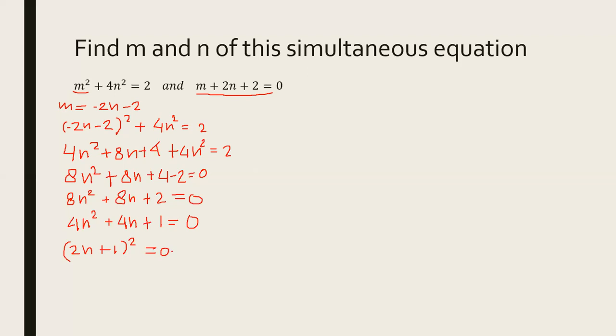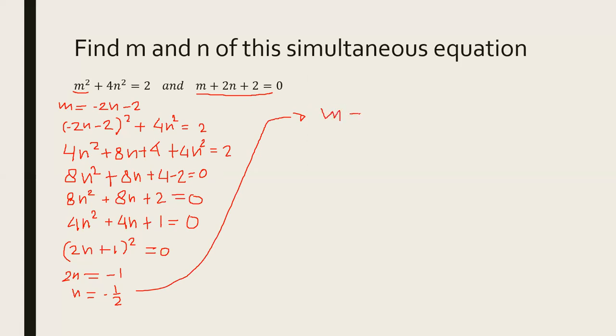I think students in pure math class understand this factorization. Okay, so it means 2n equals negative 1, so n equals negative a half. If n equals negative a half, recall that m equals negative 2n minus 2.